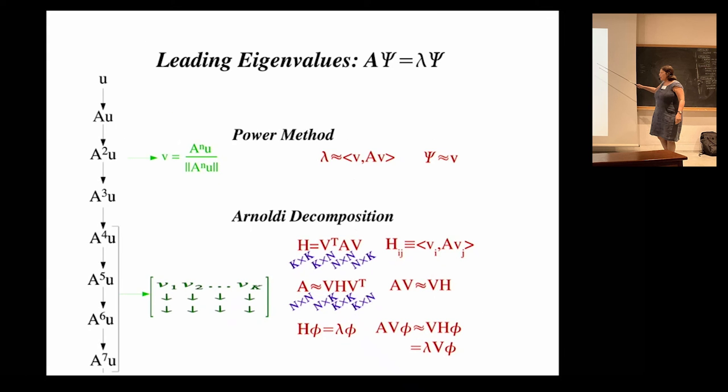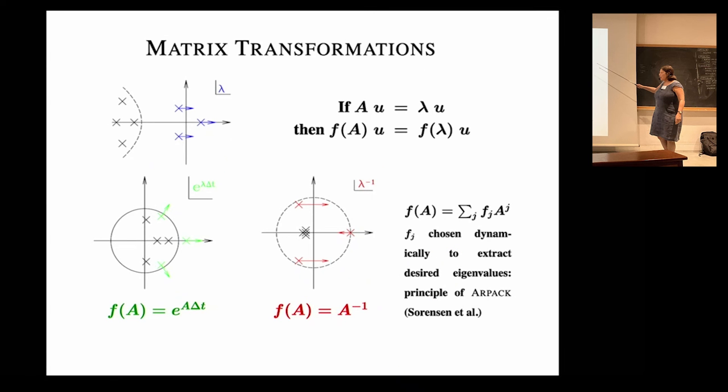Okay, but the problem is, look what I said, this would find you the largest eigenvalue. We don't want the largest eigenvalue. Remember what we said about L plus N. L was the bad guy because it had such large, large negative eigenvalues. So we don't like it. Let's look at some matrix transform.